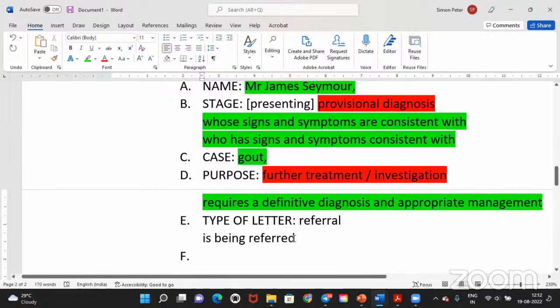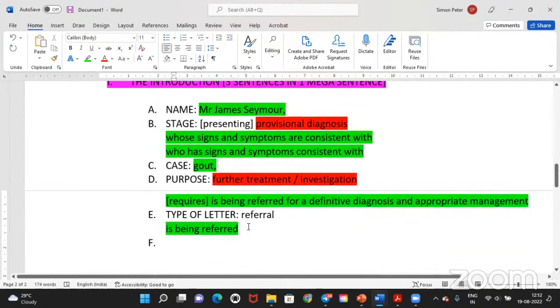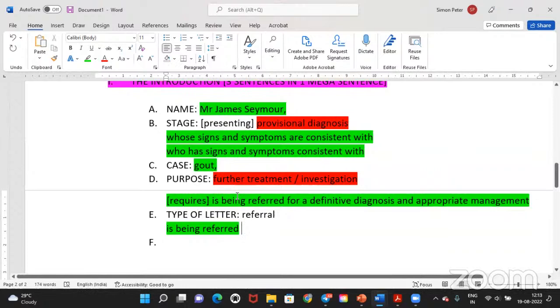Is being referred and remove requires. If referral is not there, you can write requires here. But referral is already there. So is being referred for a definitive diagnosis and appropriate management. So is being referred is coming here. Okay, right. So this is how you are going to write.